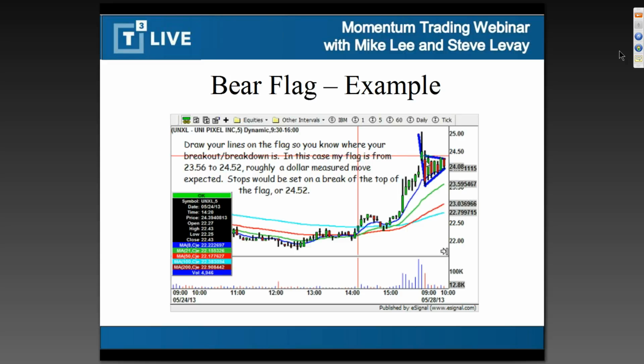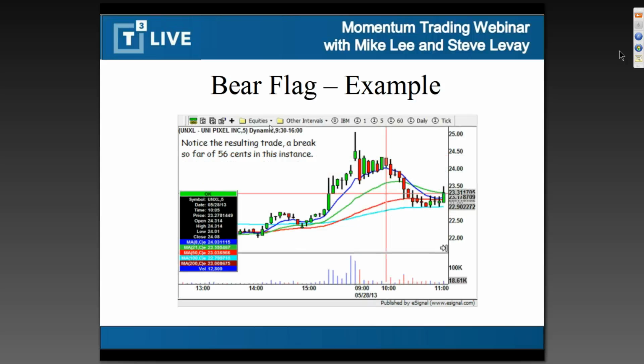Again, a very low risk, high reward scenario. I will start shorting in this range against the flag. When it breaks the bottom of the flag here, I'm shorting more, looking for a bigger move. And as you can see by the next slide, notice the resulting trade. It breaks so far at 56 cents into what looks to be a support area here. But again, here's your flag. It wasn't that big, but it was a pretty flag that we were able to take advantage of.